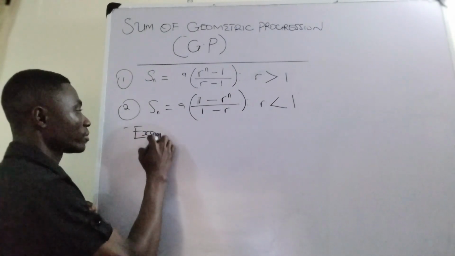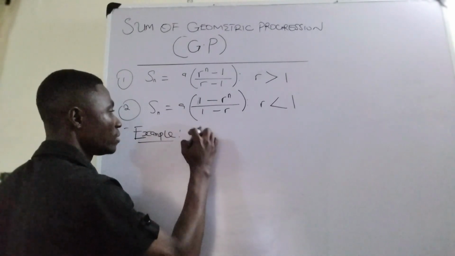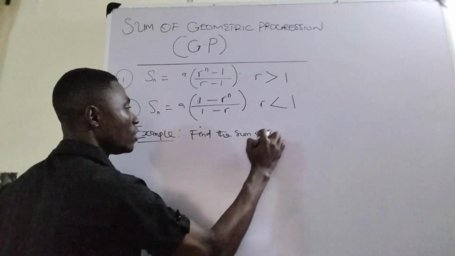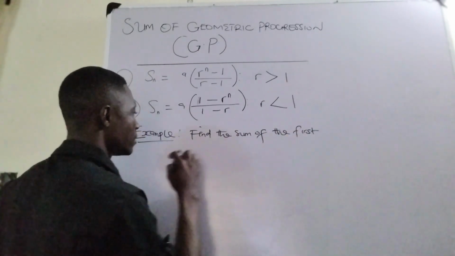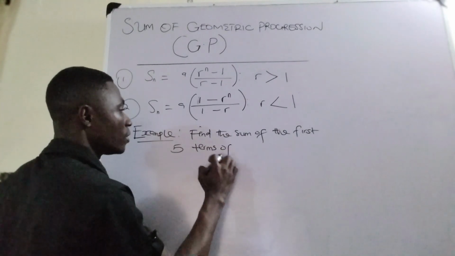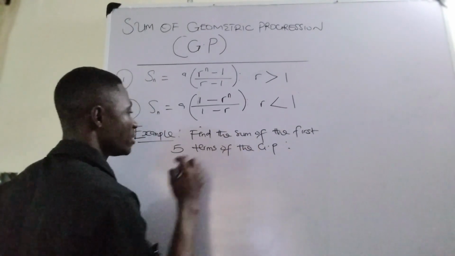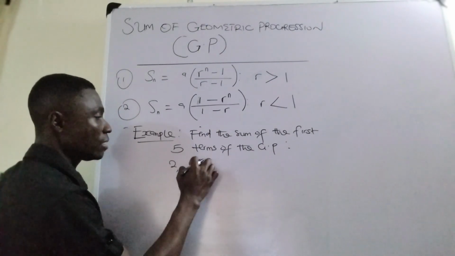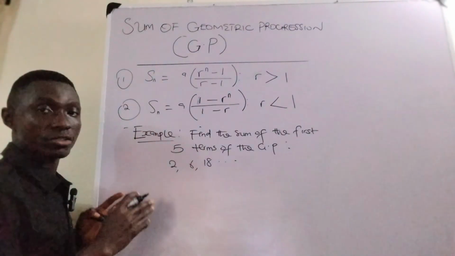Example, say we are being asked to find the sum of the first 5 terms of the GP, say 2, 6, 18. So we are being asked to find the sum of this.